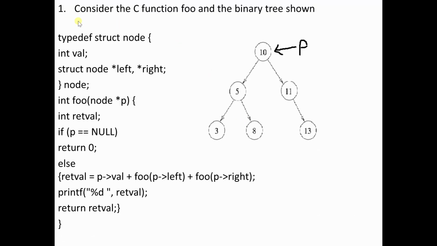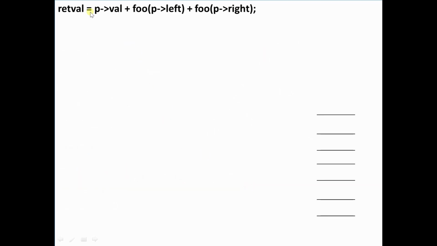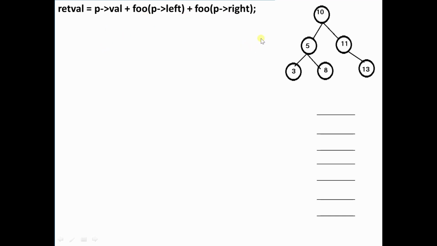So here, in this tree structure, if the node is null, it will return 0, otherwise it will perform this equation. So let's write this equation first. Return value is equal to p value plus FOO of p left plus FOO of p right, that is the root value plus function of its left value plus function of its right value. So this is the tree structure, and 10 is the p value first.